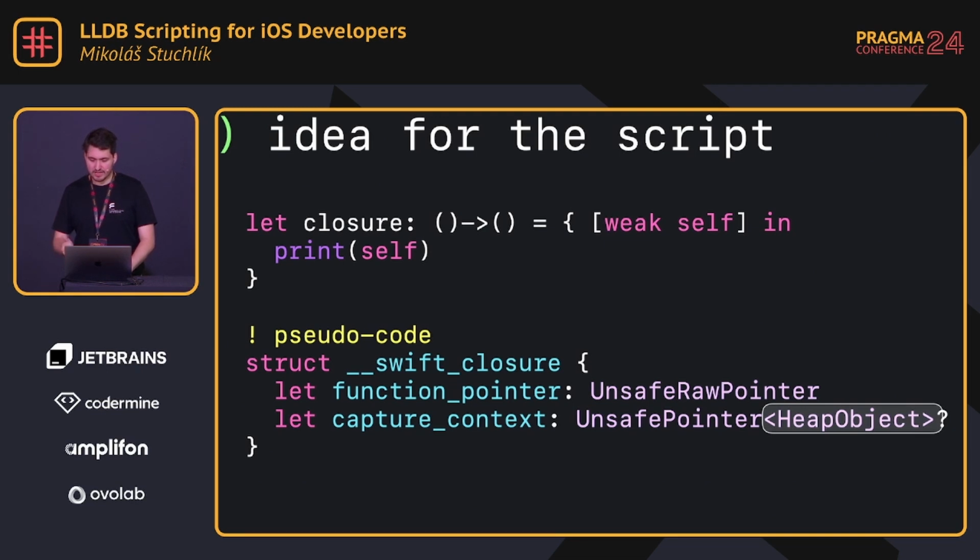The context can be nil, but if it's not nil, it must be stored on the heap, and it must work with automatic reference counting. So we can use the context pointer to locate the creation of the closure using malloc stack logging. But out of the box, Xcode does not show the context pointer. It only shows the function pointer.